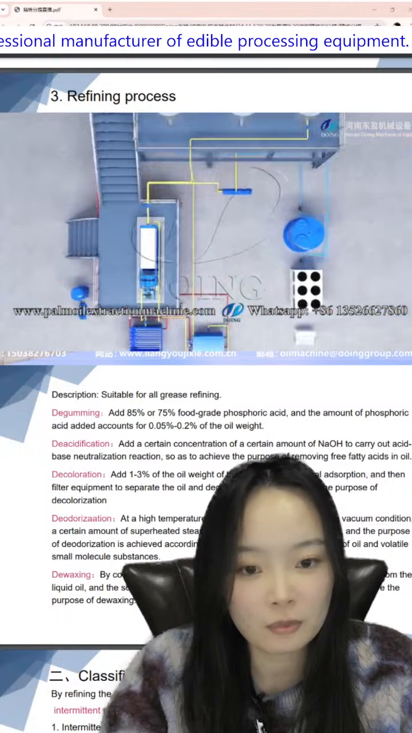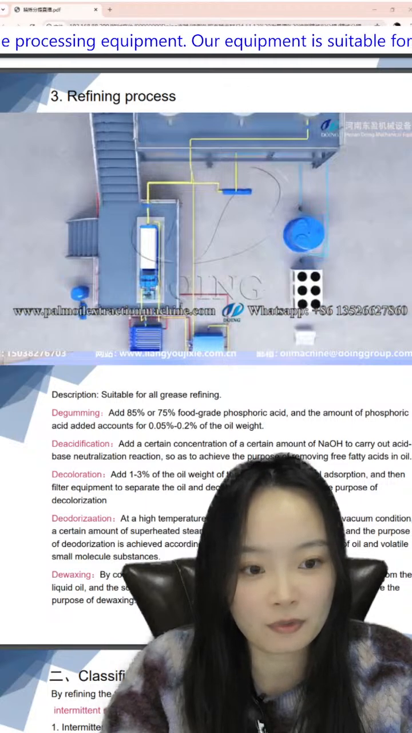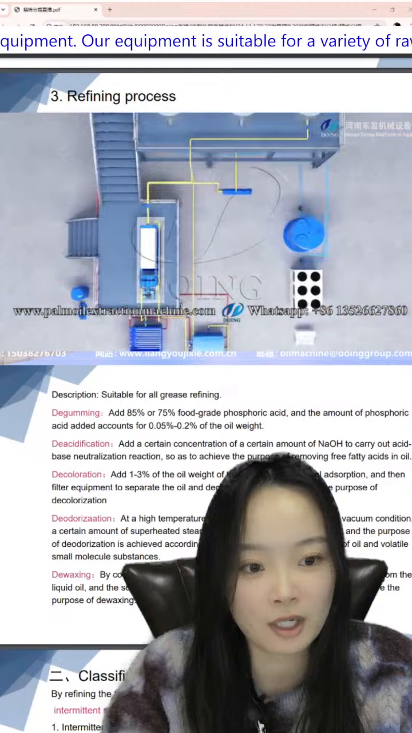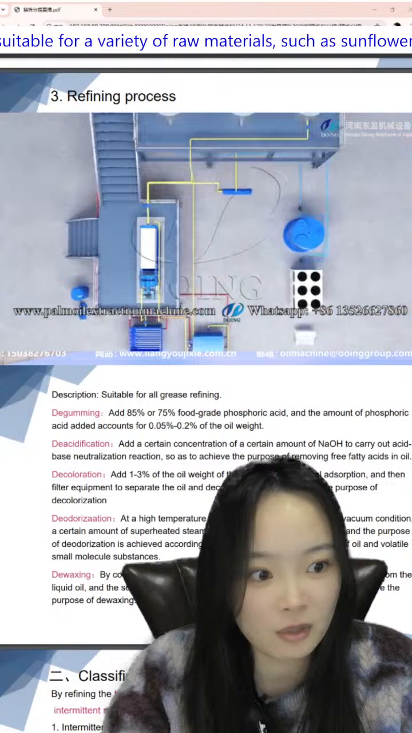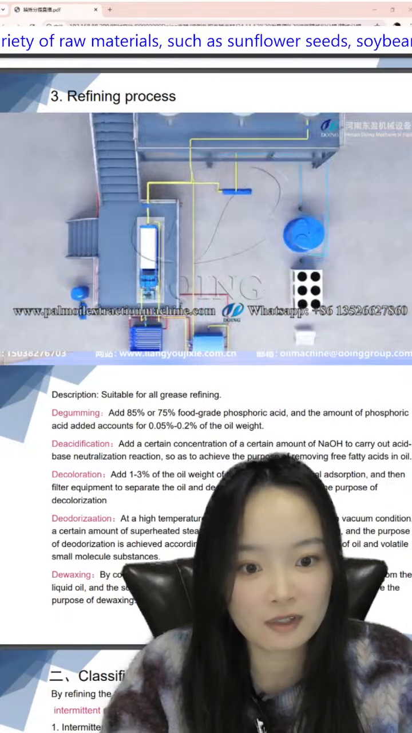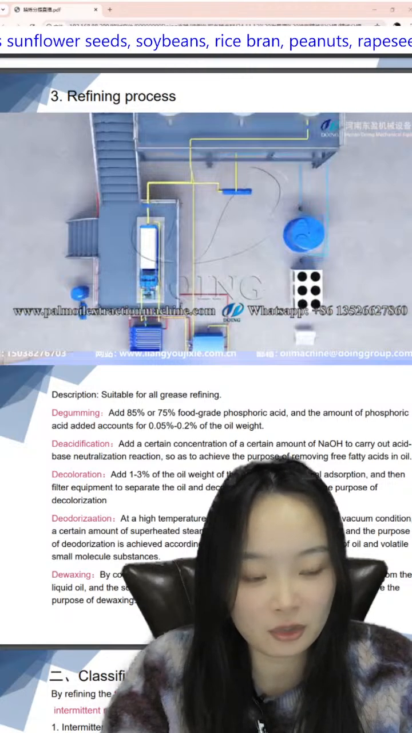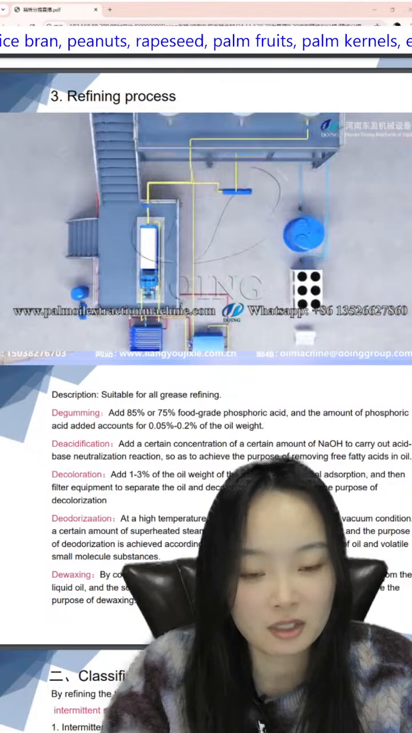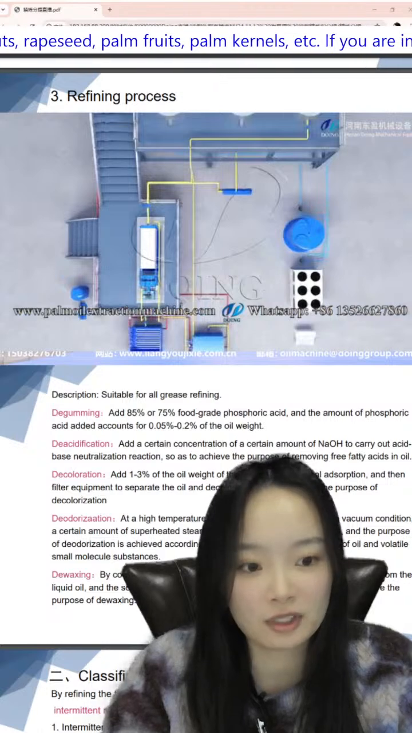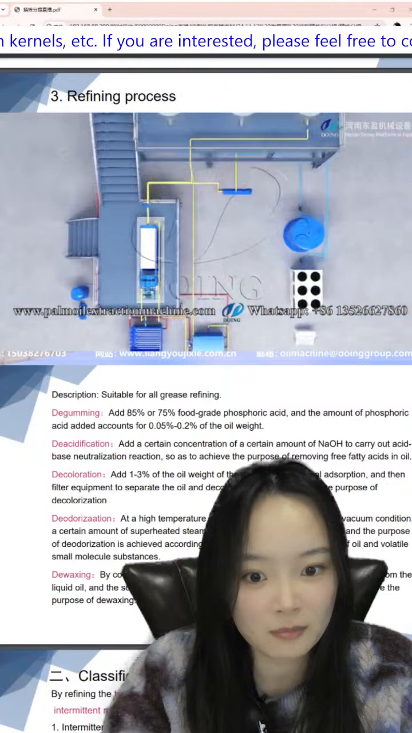After deodorization, we will improve the flavor of the oil. And this part is at a high temperature of 220 to 260 Celsius and under a certain vacuum condition. A certain amount of superheated steam is injected into the oil for stripping, and the purpose of deodorization is achieved according to the different volatilization points of oil and the volatile small molecule substances.